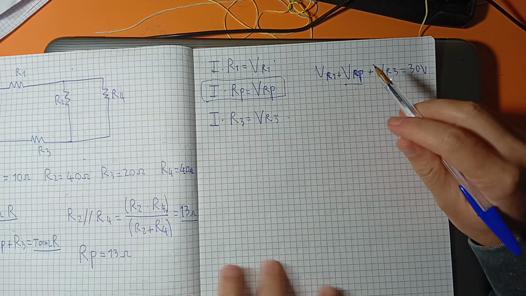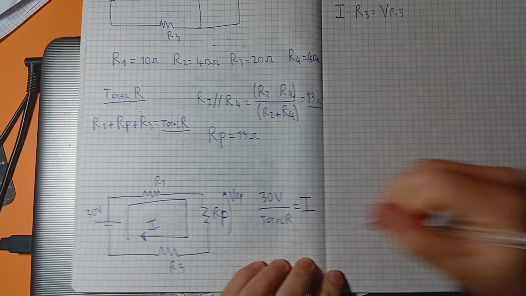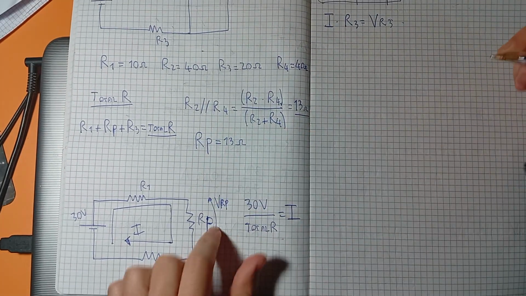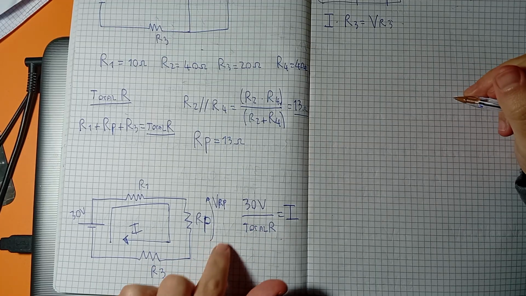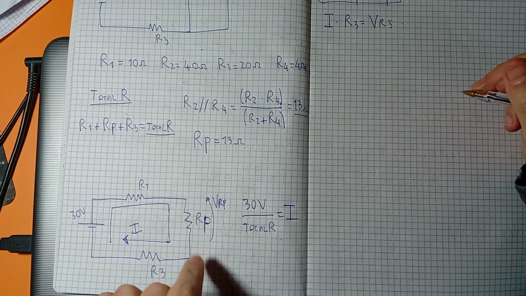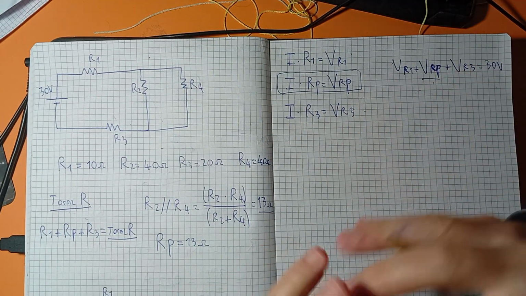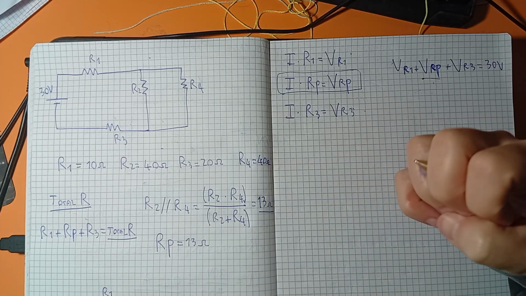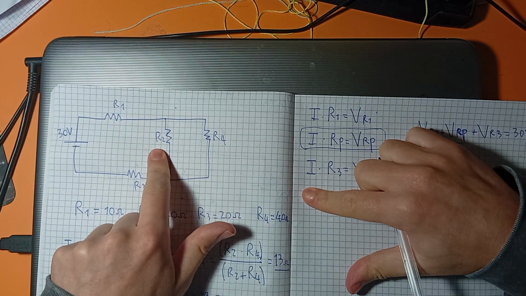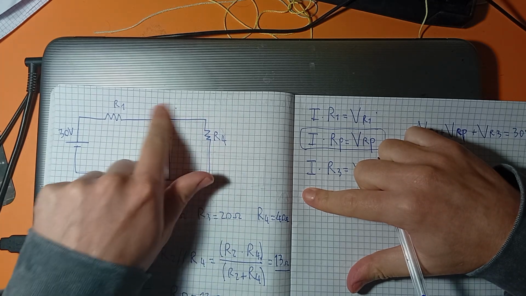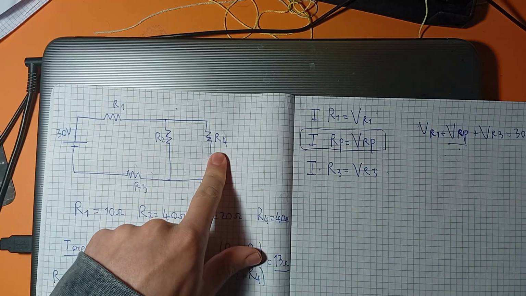What happens here? I have a voltage drop on the parallel equivalent, and this is a very important concept. I have this voltage drop on the parallel equivalent of these two resistors in parallel. So I know the total voltage drop on the parallel, but how much is the voltage drop on R2 and the voltage drop on R4?